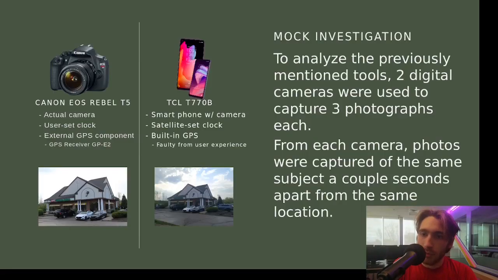To analyze these three tools, a mock investigation will be performed. Data was collected from two digital cameras, a Canon EOS Rebel T5 and a TCL T770B smartphone. From each device, 3 photographs were captured of the same subject from the same location, just a couple seconds apart. It's worth noting that the accuracy of the metadata recorded is dependent on the sensors used to record it. The Canon EOS Rebel T5 has a user-set clock to record the timestamps, whereas the TCL T770B smartphone has a satellite set clock, which would be more accurate.